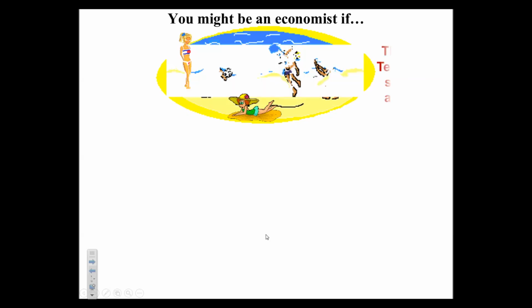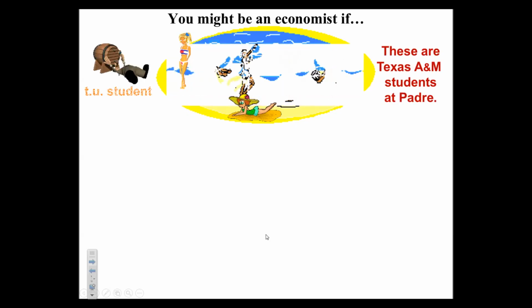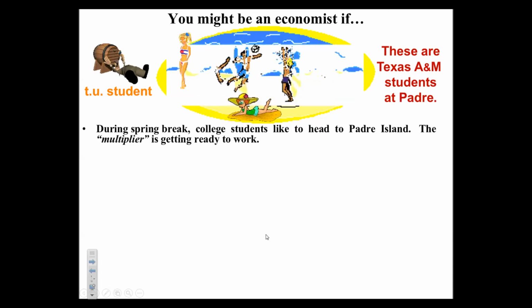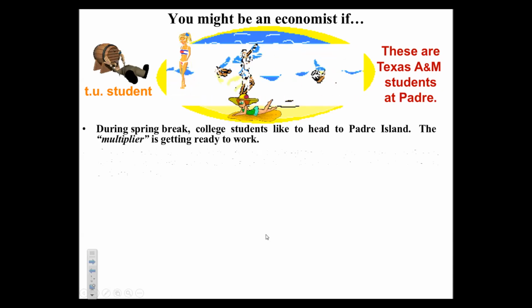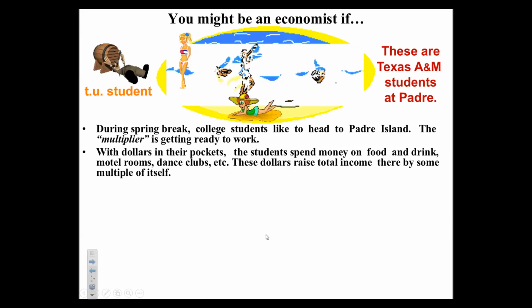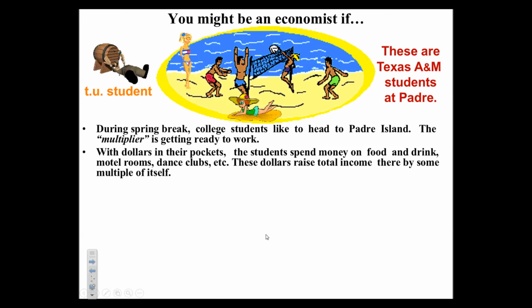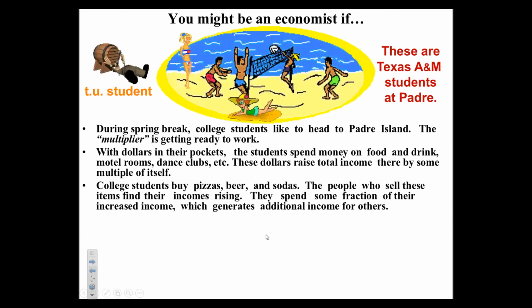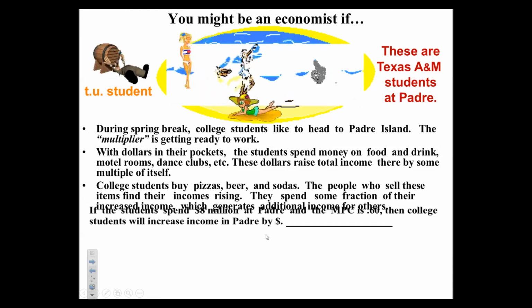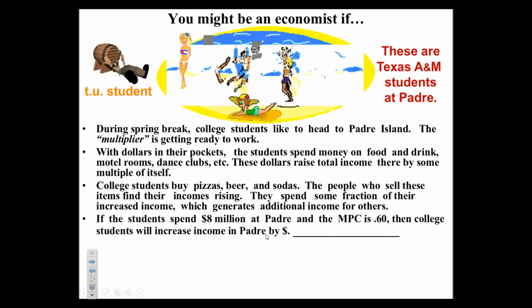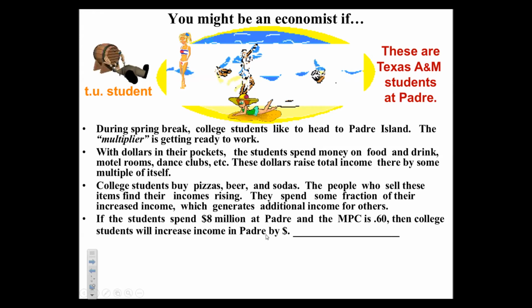Let's do an example. All right, so students go to Padre Island for spring break, okay? And basically, they're going to end up creating the multiplier. All right, they arrive at Padre Island with dollars in their pockets, and they spend a lot of money on food and drink, okay, motel rooms, etc. They'll buy pizzas and beer and sodas and who knows what else, okay? Anyway, they spend this money, and that money becomes income to the people of Padre Island.